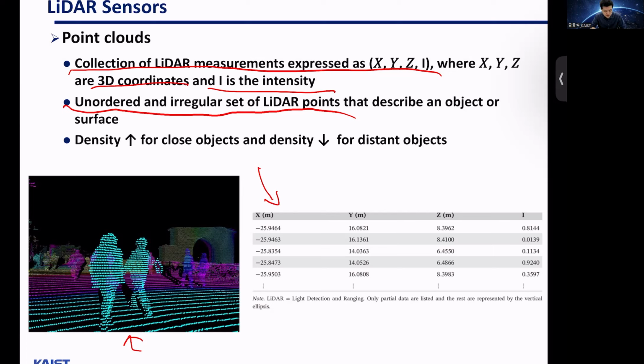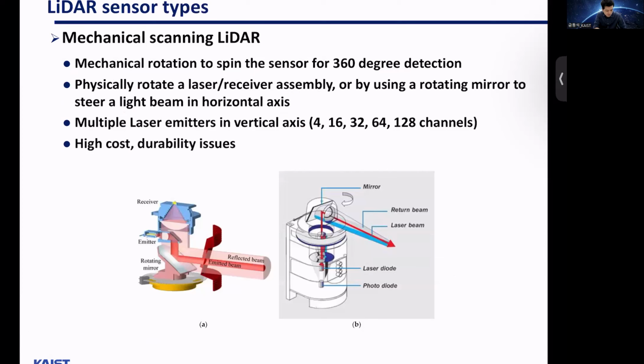We'll talk about this later, but when it comes to signal processing, it's sometimes more difficult to handle because there's no order when it comes to processing these signals. We'll talk more about that later, but that's one of the natural characteristics of LiDAR point clouds.